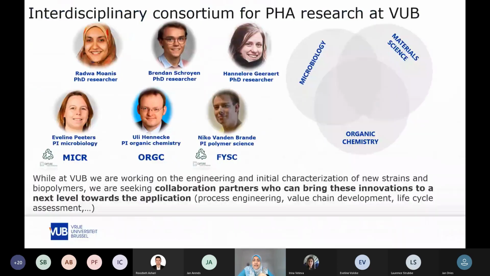I would like to say that my research fits in a larger consortium of PHA research at VUB, which is a combination between microbiology, organic chemistry, and material science. I would also like to mention that Professor Nico van den Brand is also a member in this consortium. While at VUB we are working on engineering and initial characterization of new strains and biopolymers, we are seeking collaboration partners who can bring this innovation to the next level towards application, for example, process engineering, value chain development, and life cycle assessment.